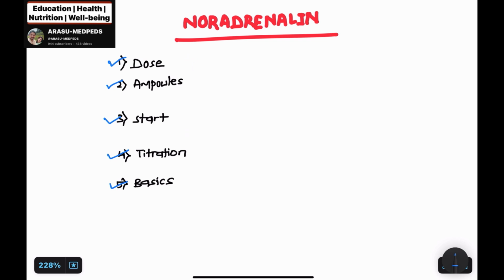So when it comes to dosage, 5 to 30 microgram per minute is the advised dosage of noradrenaline. We will understand it slowly. Now we will see about the ampules.